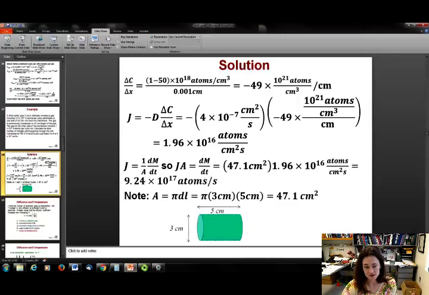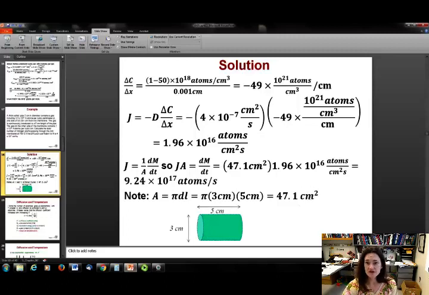Now the area that it moves through, remember this is a cylindrical pipe, and it's moving through the outer curved surface of the pipe. So we need that area. You can imagine the nitrogen diffusing from the inside of the pipe to the outside of the pipe, moving out radially. So we need the area of that outer curved surface, and the formula for that is pi times the diameter times the length. So that gives us pi times 3 centimeters times 5 centimeters, which is 47.1 square centimeters.